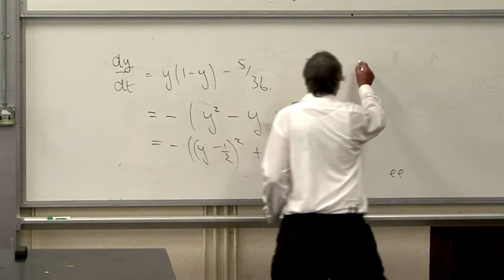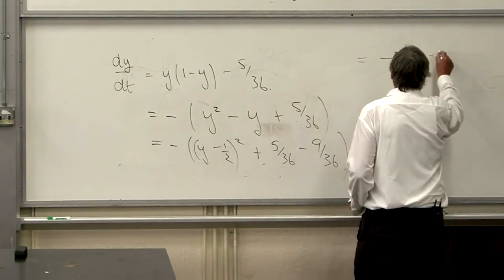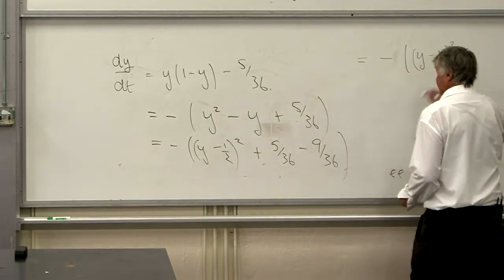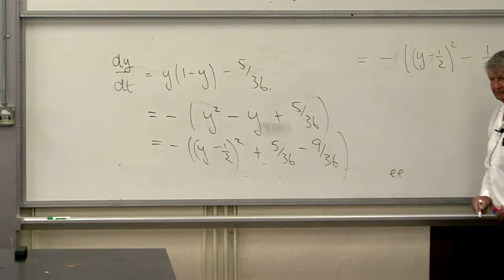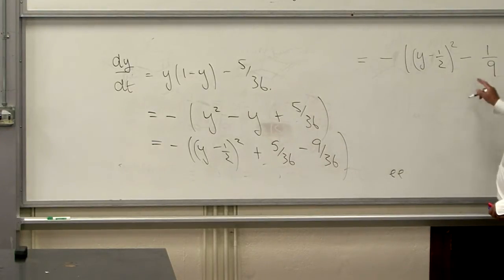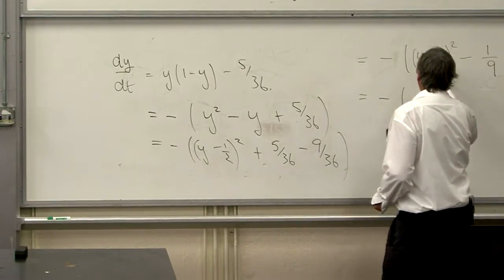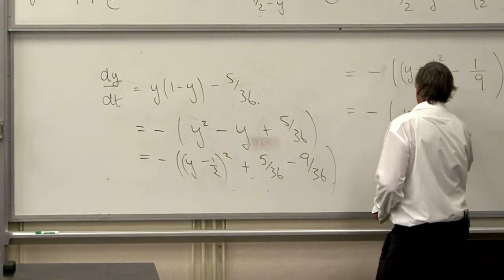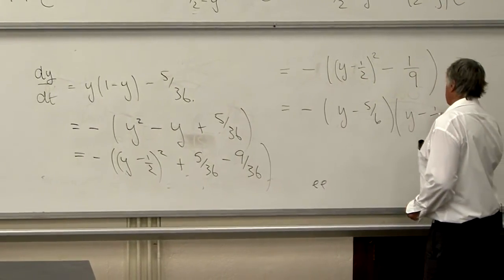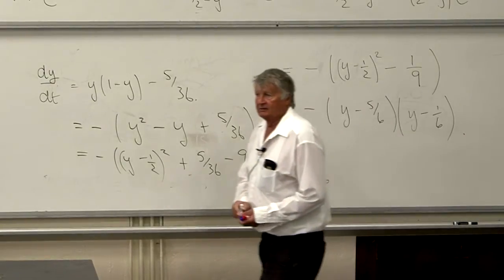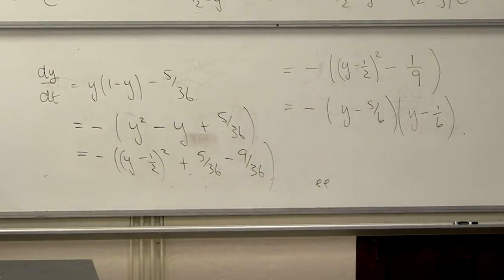So then this is equal to minus y minus a half all squared, and this is minus 4 over 36, better known as 1 over 9. Now this has real roots, so this is just minus y minus a half minus a third, y minus 5/6, y minus a half plus a third, which is y minus a sixth. And now you can solve that equation. You've got dy by dt is minus y minus a sixth times y minus 5/6.